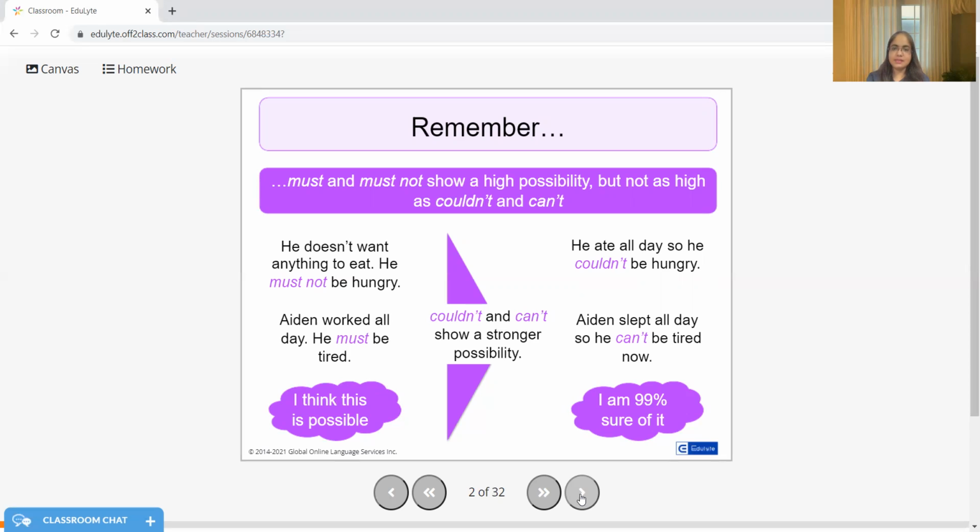The second sentence: Aiden slept all day, so he cannot be tired now. I have seen him sleeping. I know he has slept a lot. Therefore, he's not tired and he cannot be tired now. So in both the sentences, I just depicted the graph of my surety and my possibility.